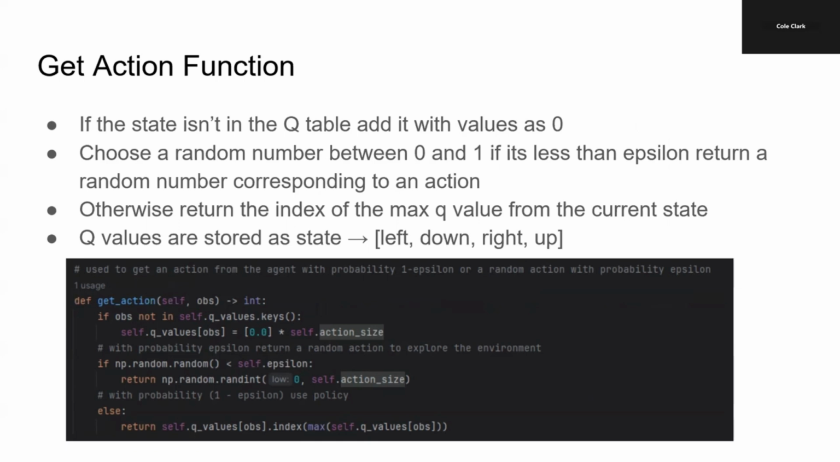Then a random number is chosen between 0 and 1. If it's less than epsilon, a random number is chosen corresponding to an action. If the number is greater than epsilon, use the agent's learned policy to choose a move. In the function, this is the index of the max Q value for the state. Returning 0 will move the agent left, 1 will move the agent down, 2 will move the agent right, and 3 will move it up.